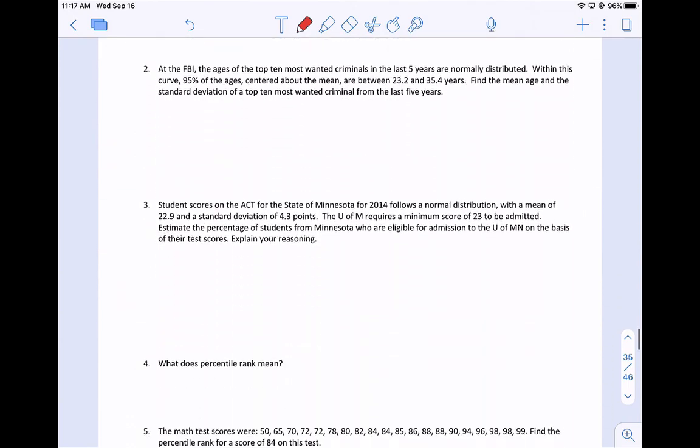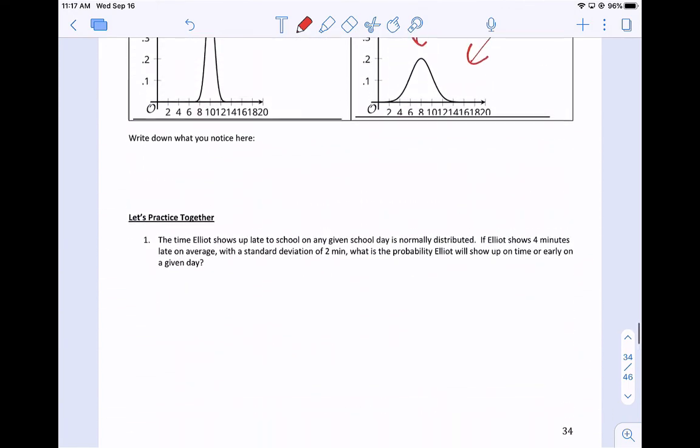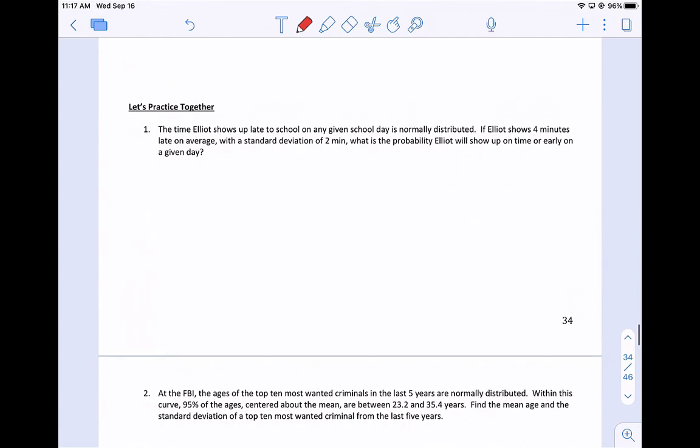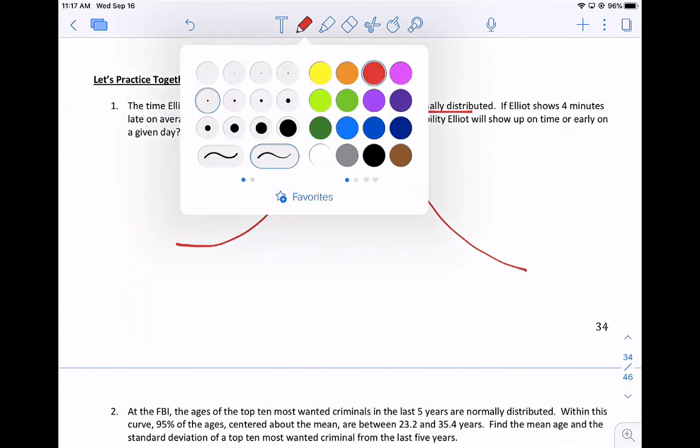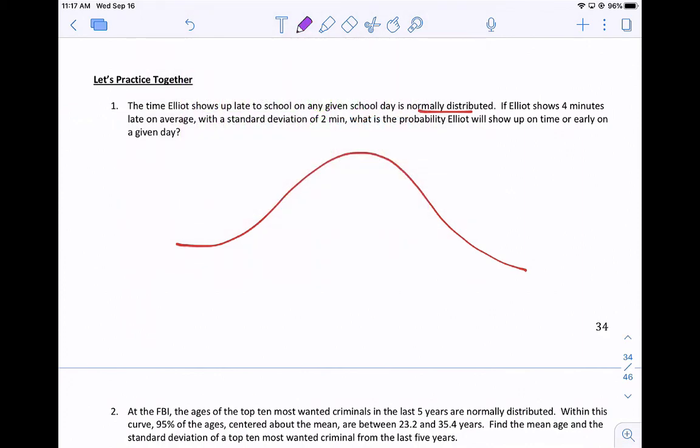All right, let's do some more practice problems together so that you have enough to do your assignment. So this one right here, it says the time Elliot shows up late to school on any given day is normally distributed. All right, so when you see normal distribution, you can go ahead and draw your bell curve. If Elliot shows 4 minutes late on average, so there's the average, which is the middle, so there's the 4. And the standard deviation is 2. What is the probability Elliot will show up on time or early on any given day?